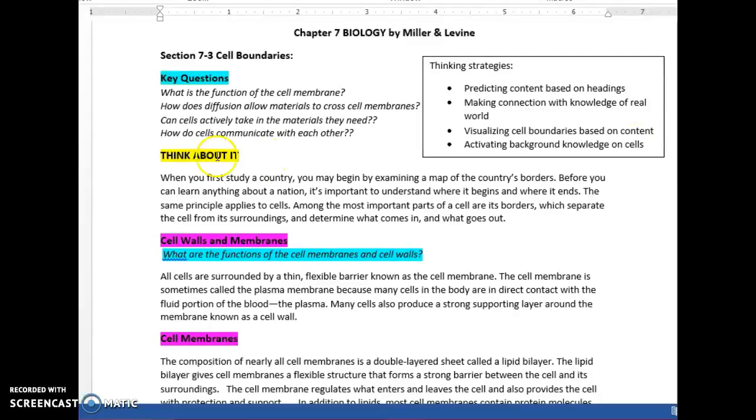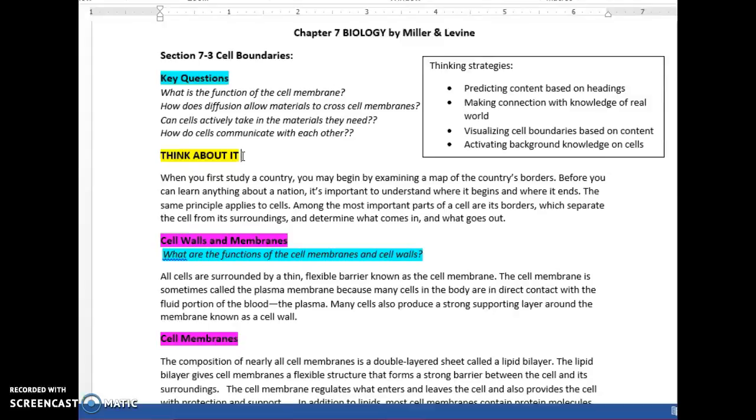And if we go further here, it says think about it. So I'll read this first paragraph here. When you first study a country, you may begin by examining a map of the country's borders. Before you can learn anything about a nation, it's important to understand where it begins and where it ends. The same principle applies to cells. Among the most important parts of a cell are its borders, which separate the cell from its surroundings and determine what comes in and what goes out.